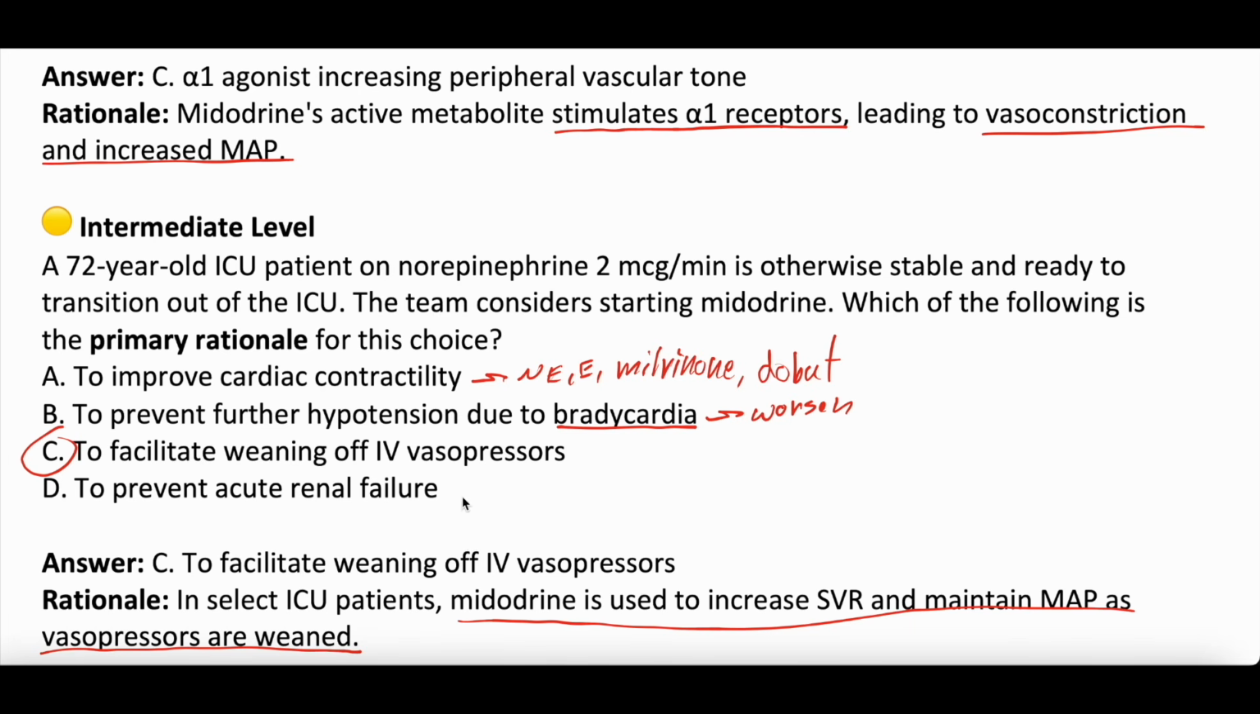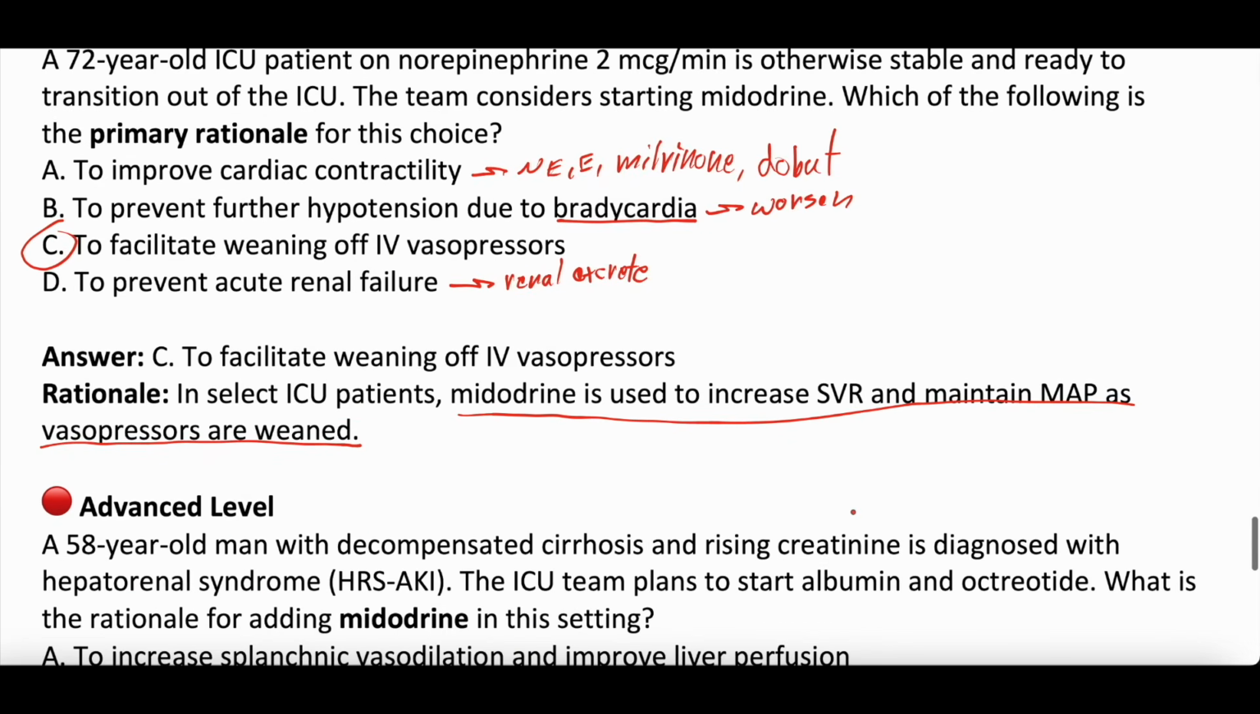And then does Midodrine prevent acute renal failure? No, right? Midodrine actually is renally excreted, so in patients with renal failure, it can lead to accumulation of doses that can lead to worsening side effects.